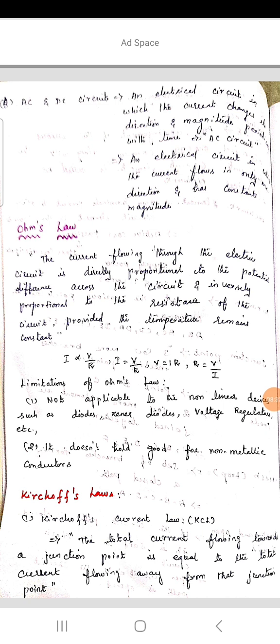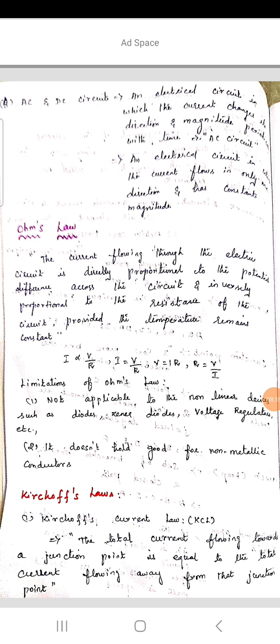V is equal to IR. இந்த relation வச்சு நம்ம 3 relation derive பண்ணலாம். That is V is equal to IR, I is equal to V by R, and R is equal to V by I. And what are the limitations of Ohm's law அப்படின்னு பார்த்தோம் அப்படின்னா, it cannot be applicable for non-metallic conductors and also for non-linear devices. So இந்த Ohm's law நம்ம இந்த ரெண்டுக்குமே apply பண்ண முடியாது. And we move on to Kirchoff's law.